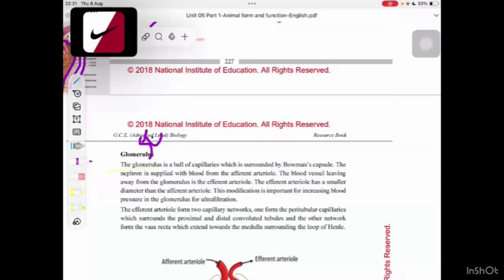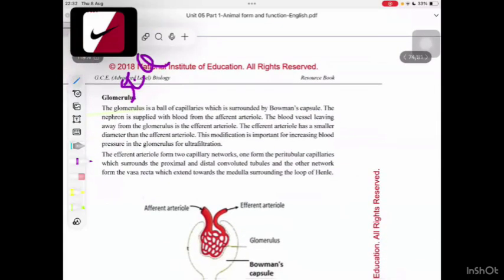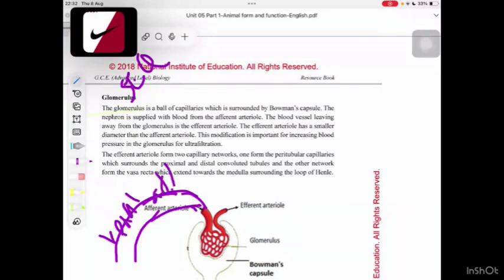Now, this is a SQ point. They will ask you, what is glomerulus? The glomerulus is a ball of capillaries which is surrounded by Bowman's capsule. It's easy to even write by thinking, right? You don't have to memorize it, right? The nephron is supplied with blood from the afferent arteriole. Now we know the renal artery gets divided. The renal artery branches into the afferent arteriole and it forms the wall of blood capillaries over here, and again it moves into the network of tubules or the nephrons as the efferent arteriole.